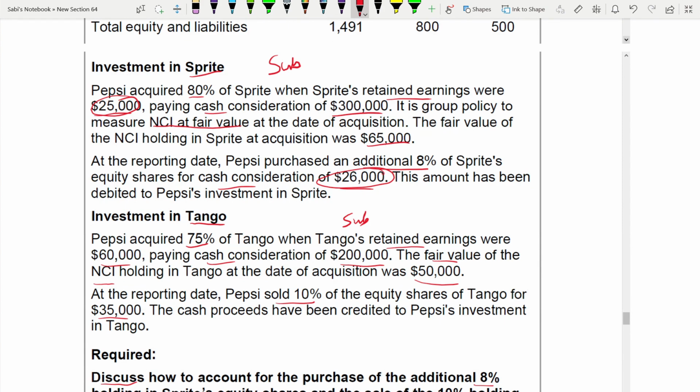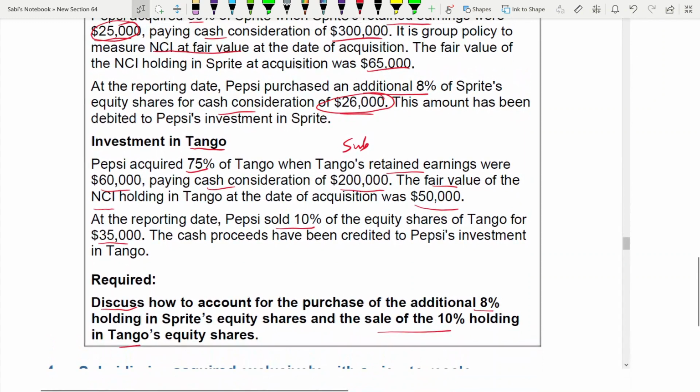Now, all those things you can explain, right? That the decrease is not leading to a loss of control, therefore they are still a subsidiary. No gain or loss, no goodwill will be calculated. The transaction is an increase in equity, NCI increases. All these things we are explaining in the same way. So immediately we'll go and do the workings.